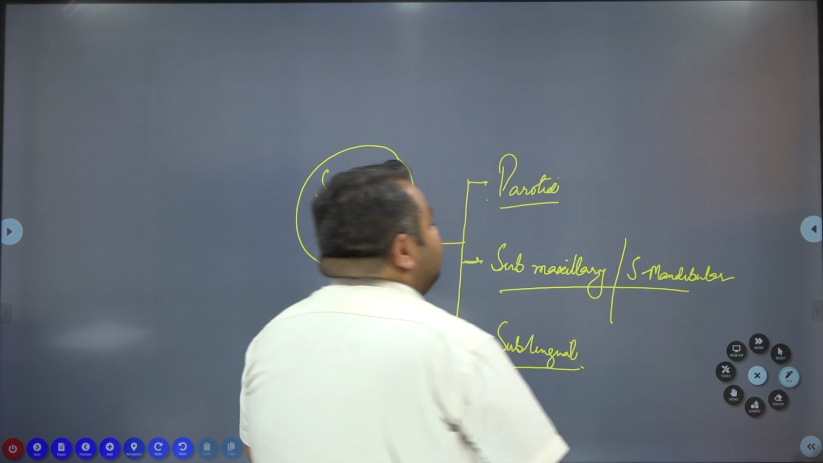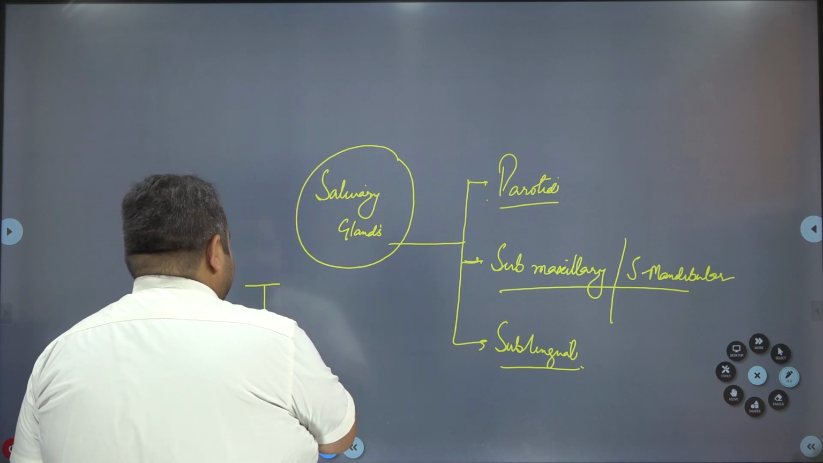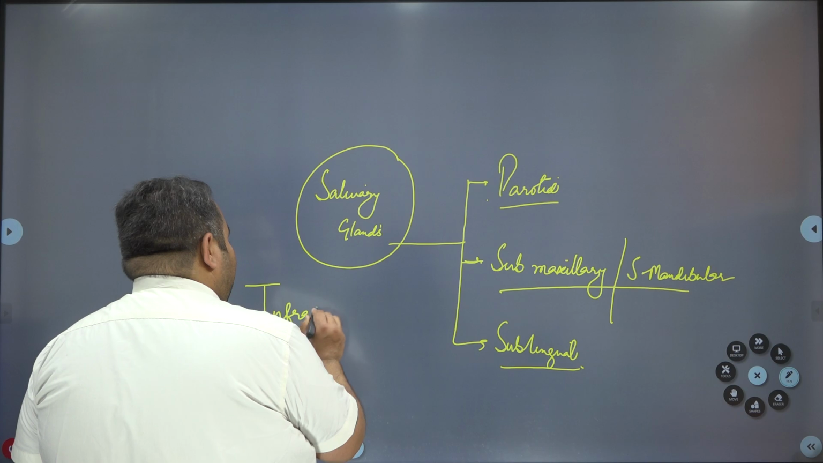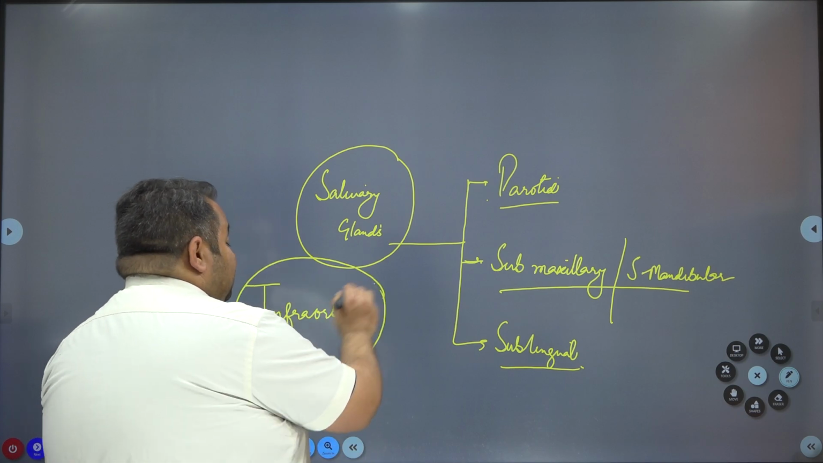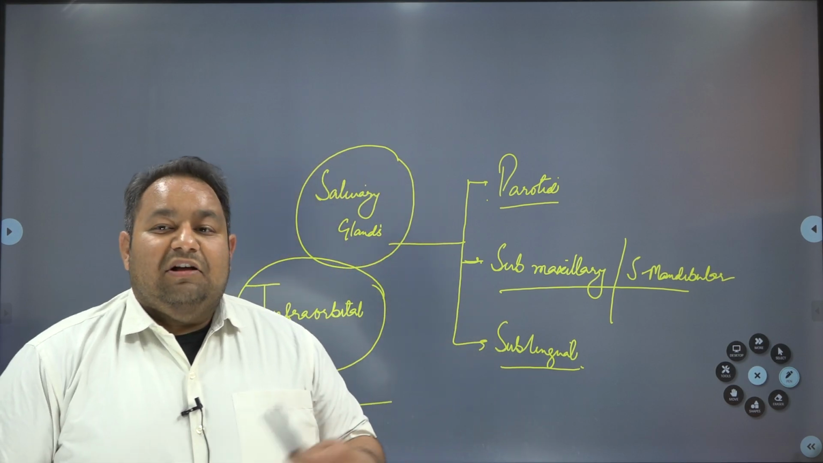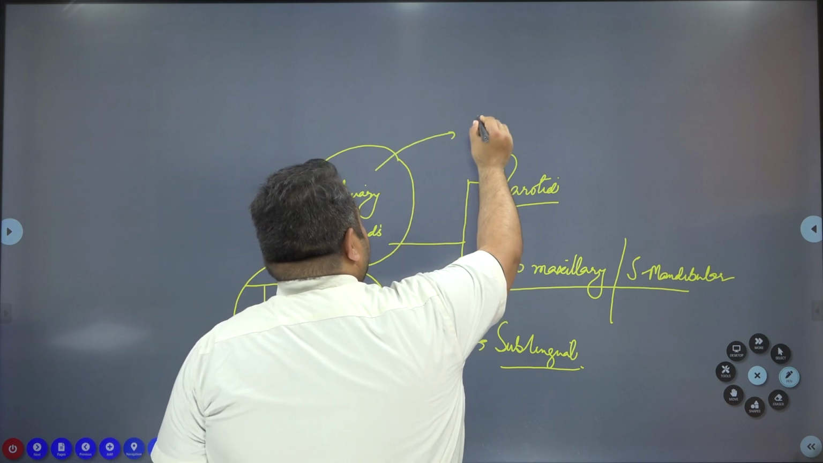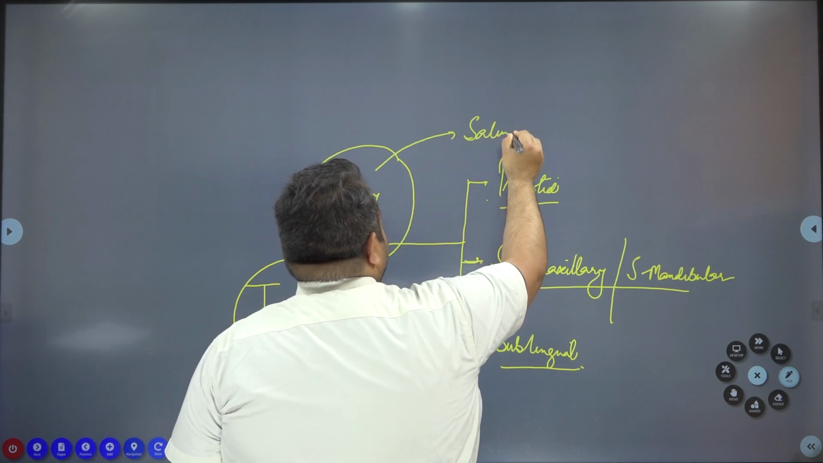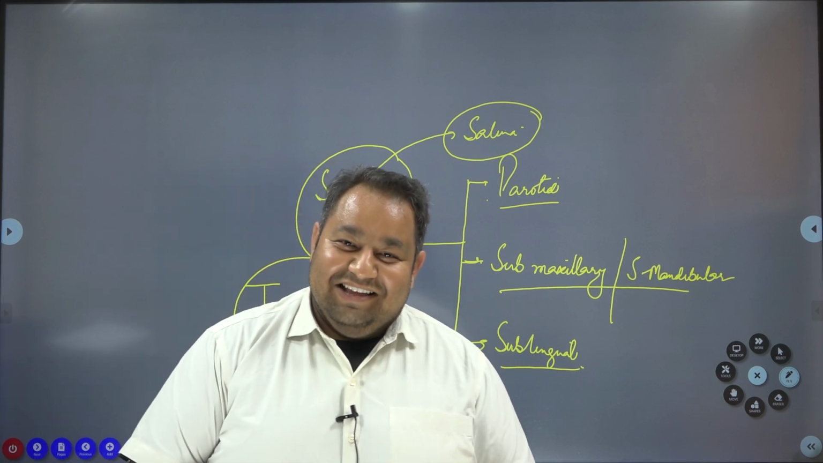There is one more type of salivary gland, but that is not present in humans. We call them the infraorbital salivary glands. You can observe infraorbital salivary glands in cats as well as some other animals. These salivary glands release a secretion known as saliva, and the composition of saliva we will discuss in the next lecture.